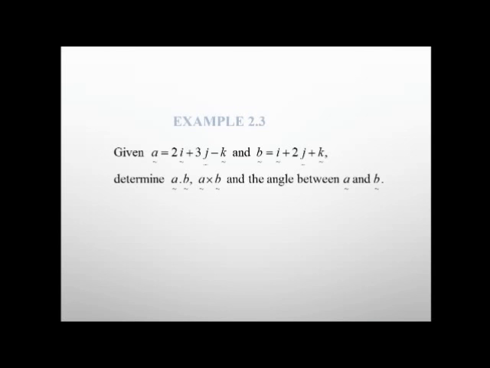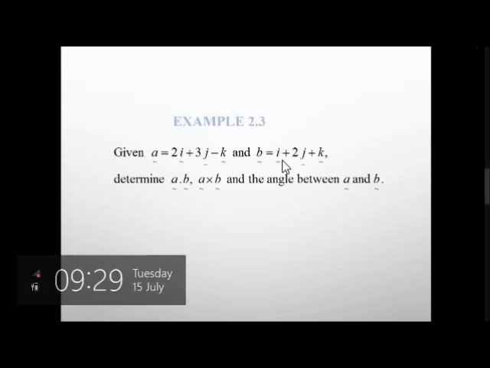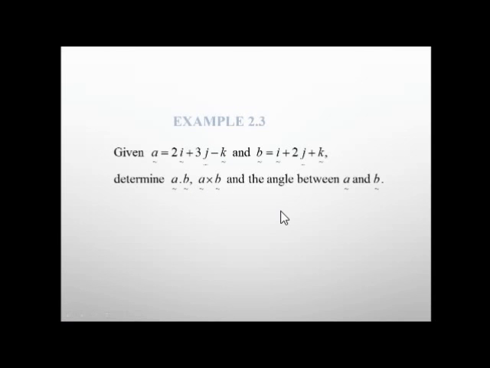So here we have an example. Given A in rectangular form, you need to determine A dot B, A cross B, and the angle between A and B. You can go through the previous slides and calculate it.